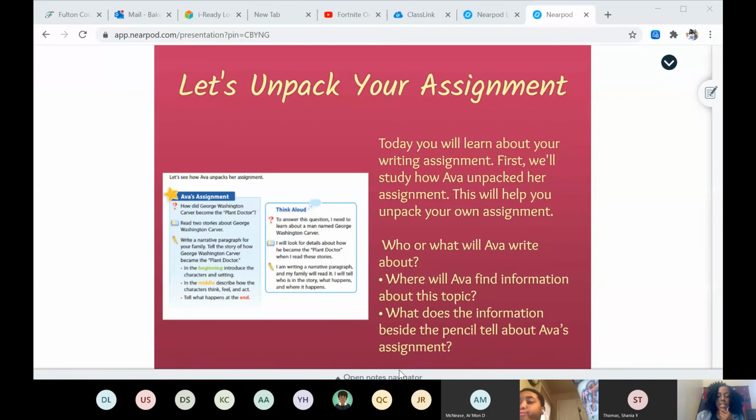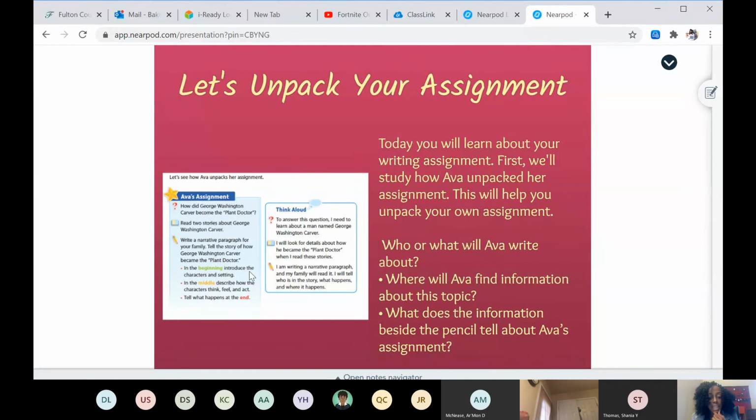All right. So the second part, so Ava had to read 2 stories about George Washington Carver. So she didn't just wake up and know about George Washington Carver. She had to get her information from somewhere. So Ava read 2 stories about it. Then her assignment said that she had to write a narrative paragraph for her family. Tell the story of how George Washington Carver became the plant doctor.